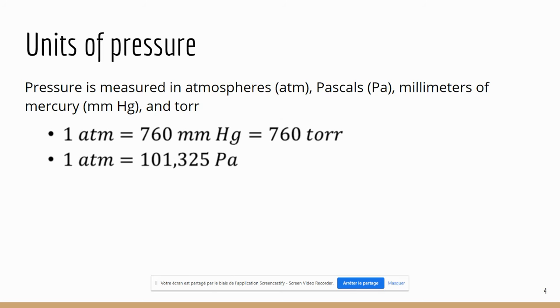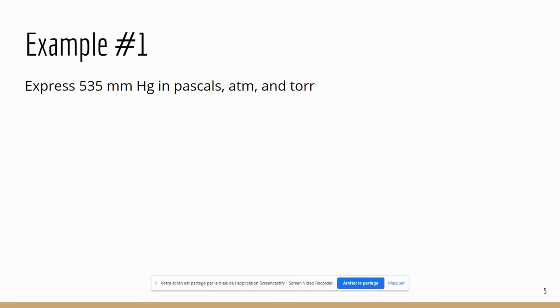Or torr, they're really the same thing. We could use it more or less interchangeably. And then in physics, it is more common to use Pascal. So 1 ATM is 101,325 Pa. You don't need to memorize these things. You just need to be comfortable converting between all of these units. Pause here.